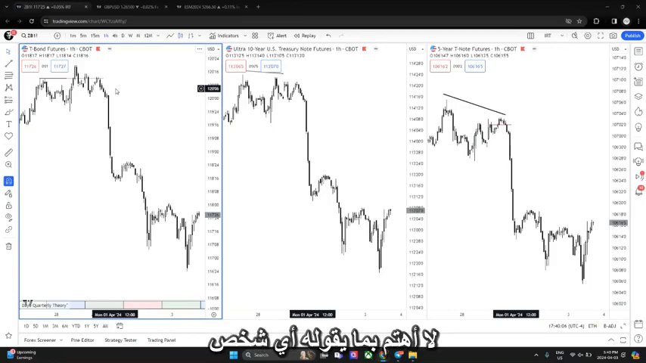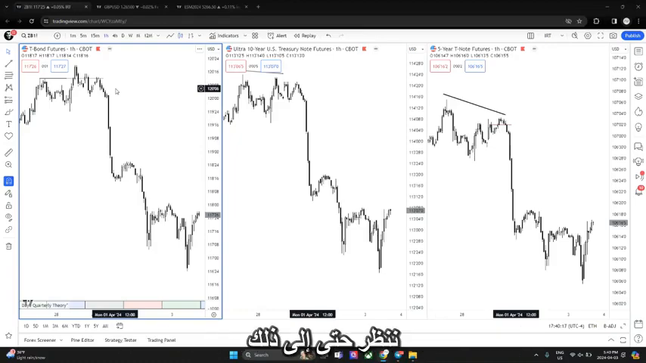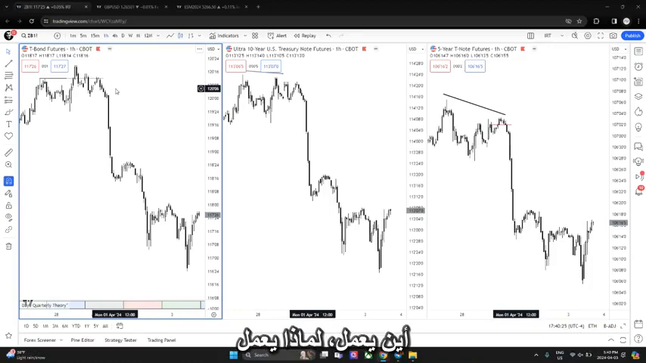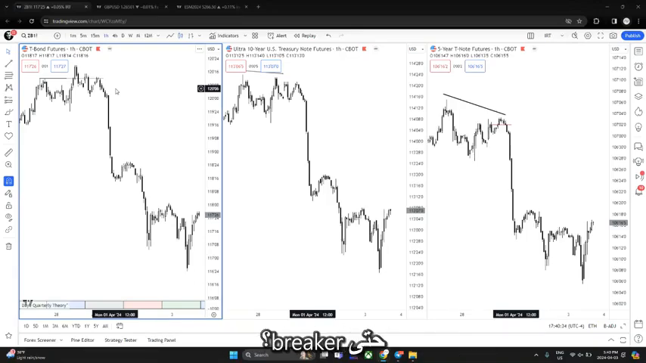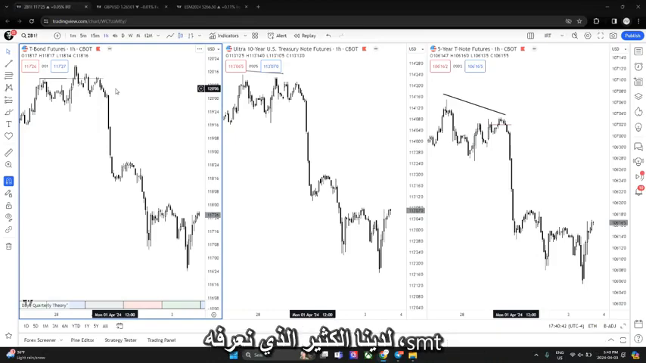I don't care what anyone says, right? I don't care what ICT says. Oh, you need to focus on what? Order block. No, we don't even look at that stuff. Once you start looking at it, you realize which one works, where does it work, why does it work, why is it even considered to be an order block, whatever it is? Why is a breaker even considered to be a breaker? It's because of SMT. And it's not even just SMT. We go deeper than that. It's because of sequential SMT. We have a lot we know about.